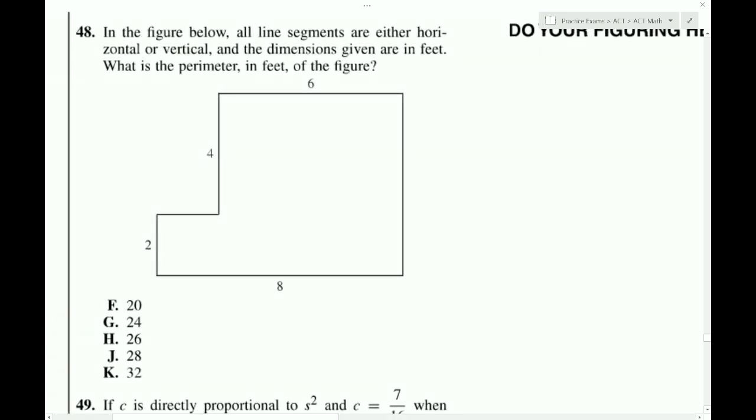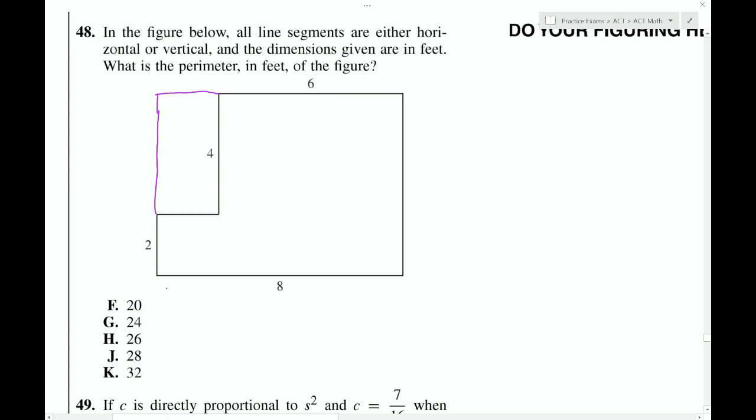In the figure below, all line segments are either horizontal or vertical, and the dimensions are given in feet. What is the perimeter of the figure? So whenever you're given a figure like this, which has this rectilinear situation, meaning that it's all right angles, you can actually extend it out to the widest possible net, if you will. Right? So in a way, you're envisioning extending this side out and extending this side up. And then what you have here will have the same perimeter as the original figure.